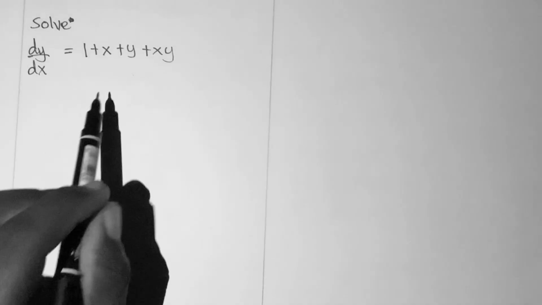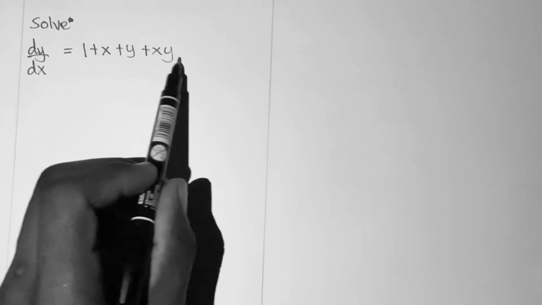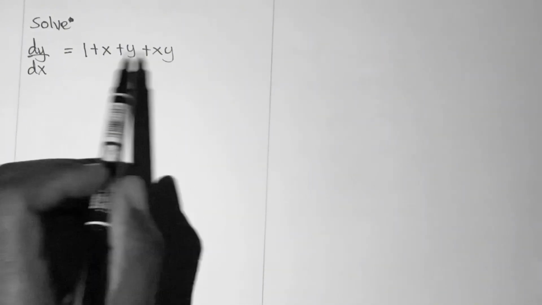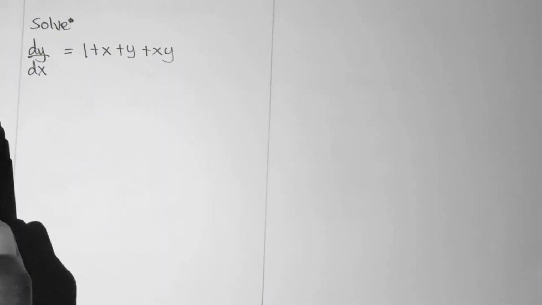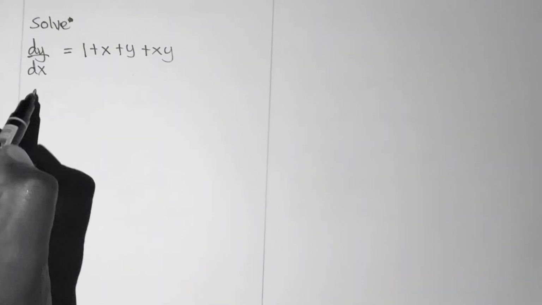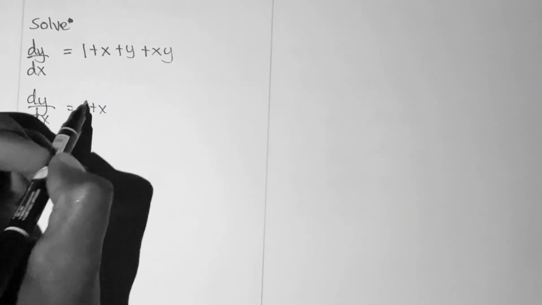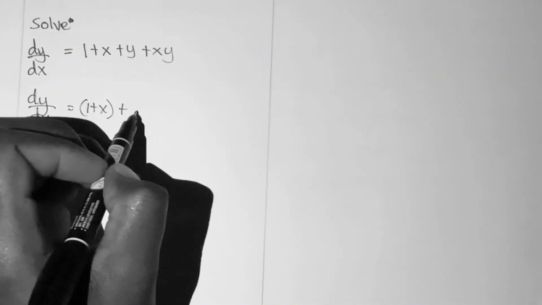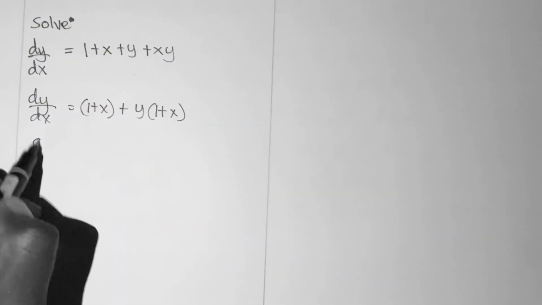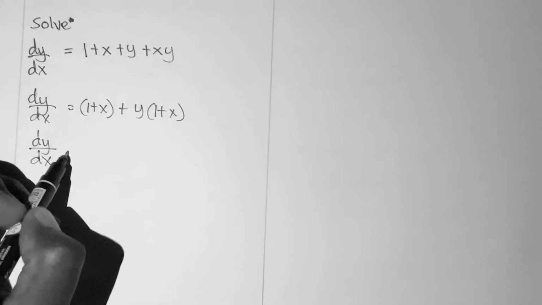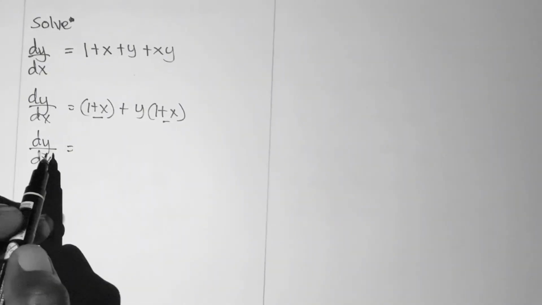So what we'll do in this case is that we need to first factorize. You see that there is x here and there's x here, so we need to group that. And then there is 1 plus y here, so we need to also take that to one side. So dy/dx is equal to 1 plus x, and then plus, let's factorize y out, y times (1 plus x). So dy/dx is equal to, you see there is 1 plus x and there's 1 plus x here, so we can further factorize that.